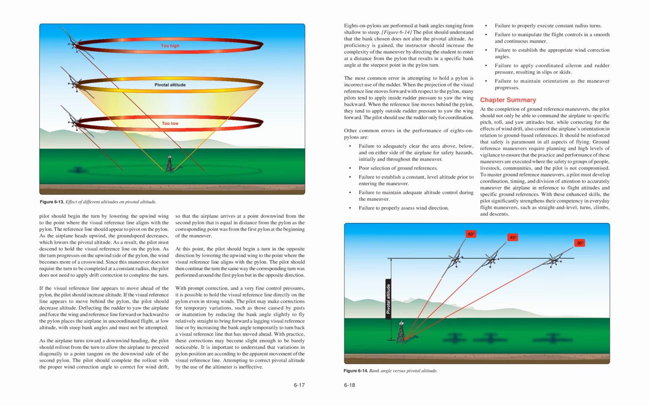Chapter summary. At the completion of ground reference maneuvers, the pilot should not only be able to command the airplane to specific pitch, roll, and yaw attitudes but, while correcting for the effects of wind drift, also control the airplane's orientation in relation to ground-based references. It should be reinforced that safety is paramount in all aspects of flying. Ground reference maneuvers require planning and high levels of vigilance to ensure that the practice and performance of these maneuvers are executed where the safety to groups of people, livestock, communities, and the pilot is not compromised.